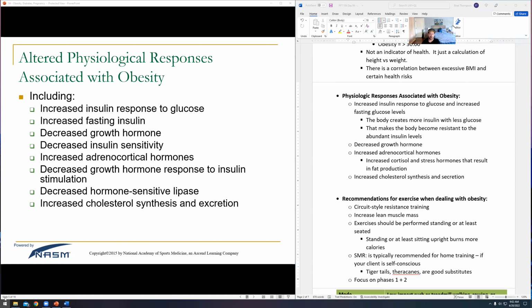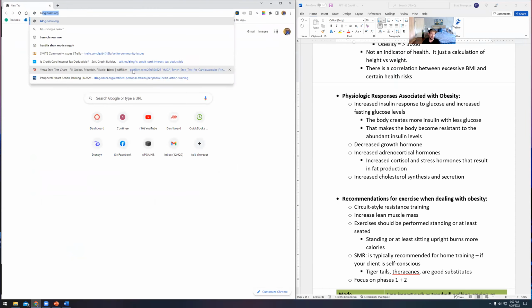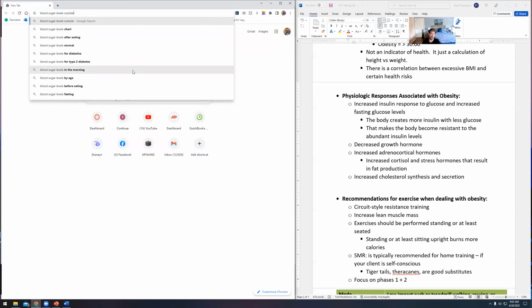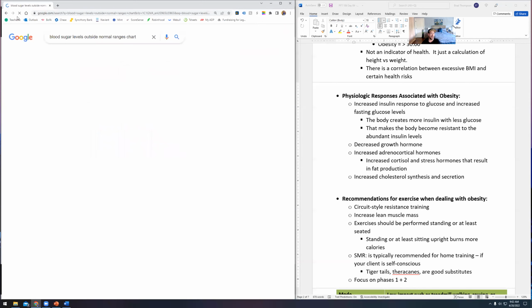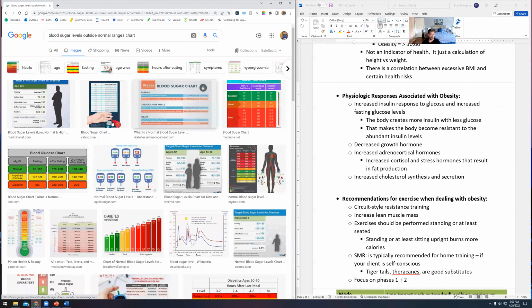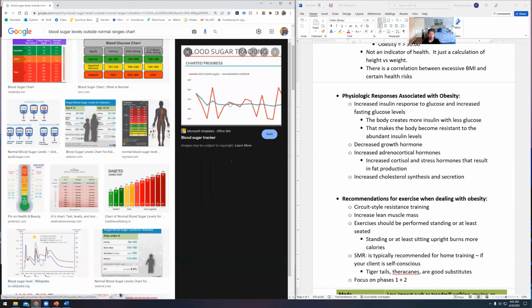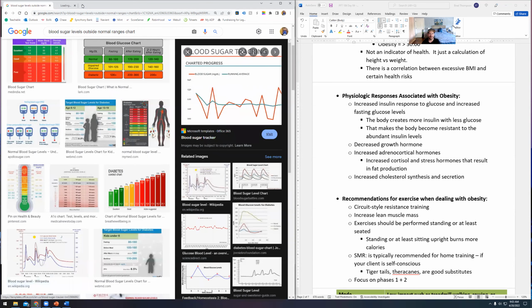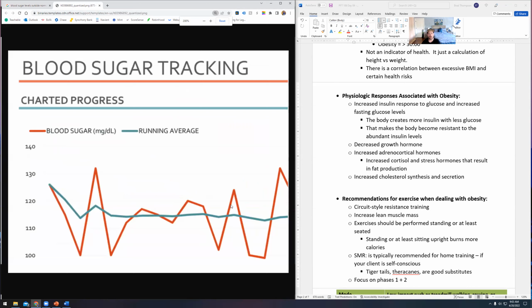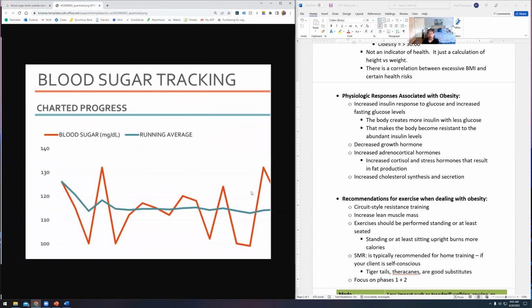If we look at a blood sugar levels chart, let's see if I can find one here. Yeah, this one will work. Actually, we're going to use this one because I like the simpler one. All right, so if you look at this, this is the average blood sugar levels that we're supposed to be looking at. This blue line represents the quote unquote running average. You can see it's a little bit higher here. This is probably right after somebody ate a meal.